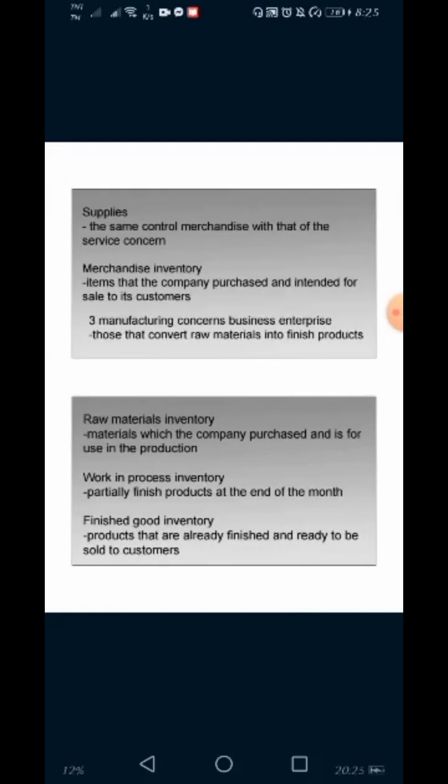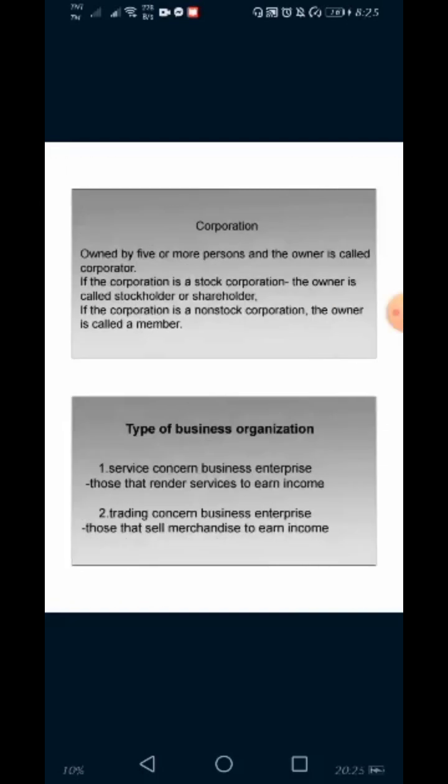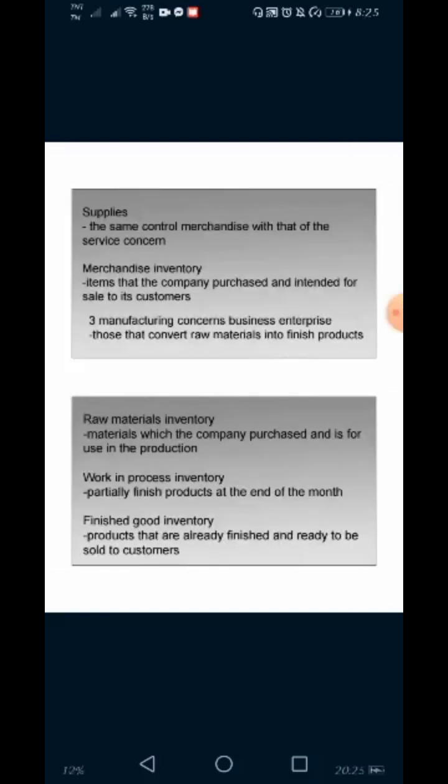The next is supplies. This is connected to the trading concern business enterprise. Supplies are the same control as merchandise of the service concern. So they need supplies, so that when the merchandise is sold out or runs out, they can get more and restock.